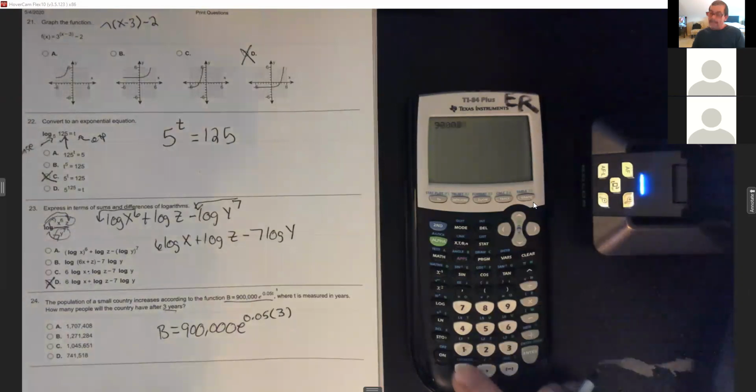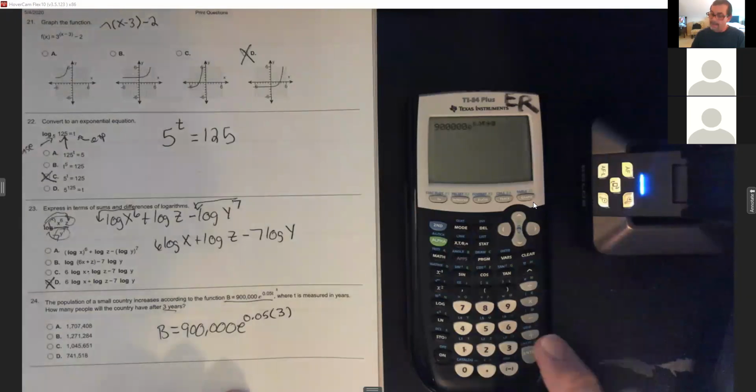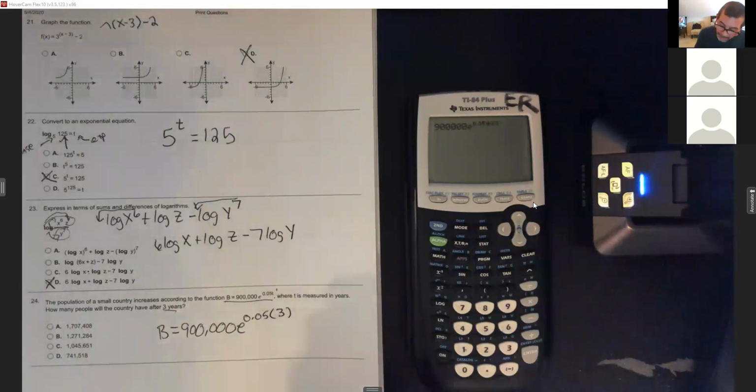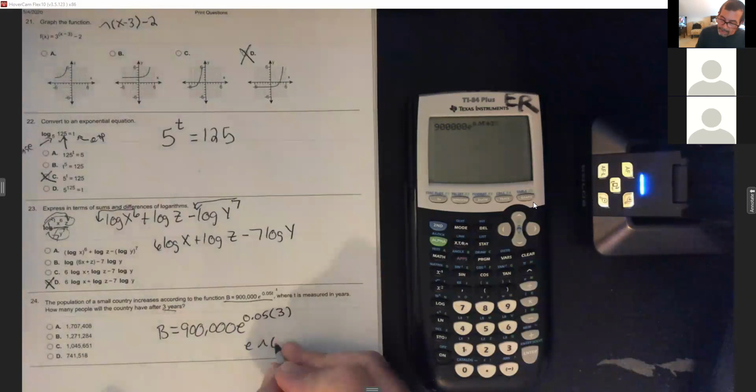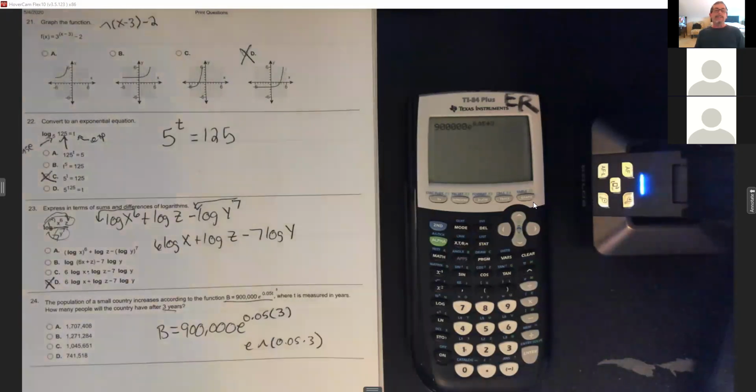900,000. e is second ln. That'll bring you to e with the exponent, and then you do 0.05 times 3. On older calculators, when you put the e, it's going to give you that with a parenthesis. You'll put 0.05 times 3 and then close your parentheses.